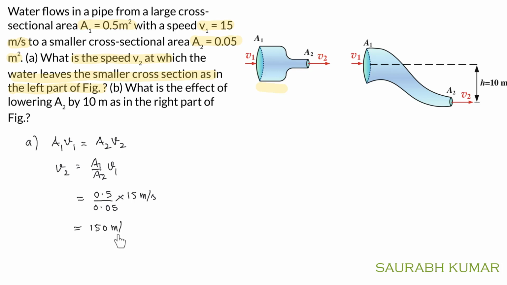So this comes out to be 150 meter per second. Part B: what is the effect of lowering A2 by 10 meter, as in the right part of the figure? If you lower this narrow part by 10 meter, what will be the effect? Since the equation of continuity does not depend on altitude, the lowering of the narrower part by 10 meter will not cause any change in the previous result. So V2 will remain 150 meter per second.